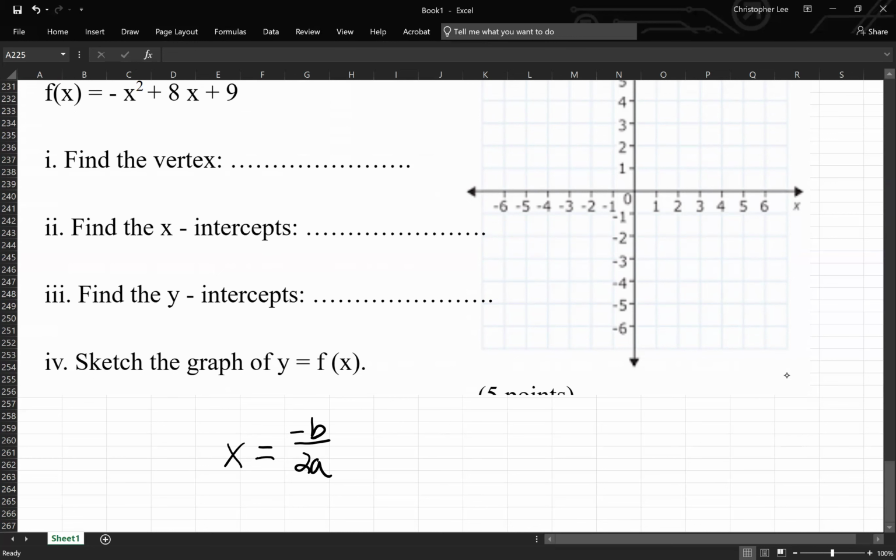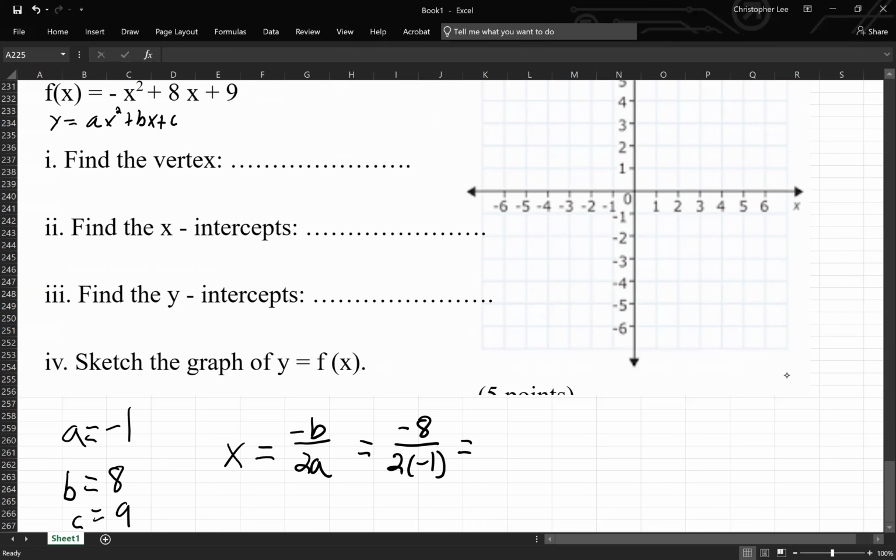Just to recap, remember that we want standard form. And standard form is what? Ax squared plus bx plus c. So a for me in this case is negative 1. B for me in this case is 8. And c for me in this case is 9. All right. Let's plug in these numbers right here. So this is going to be negative 8 over 2 times a, which is negative 1. Let's do a little math on that. Boom, boom. So I'm going to have what? 4.